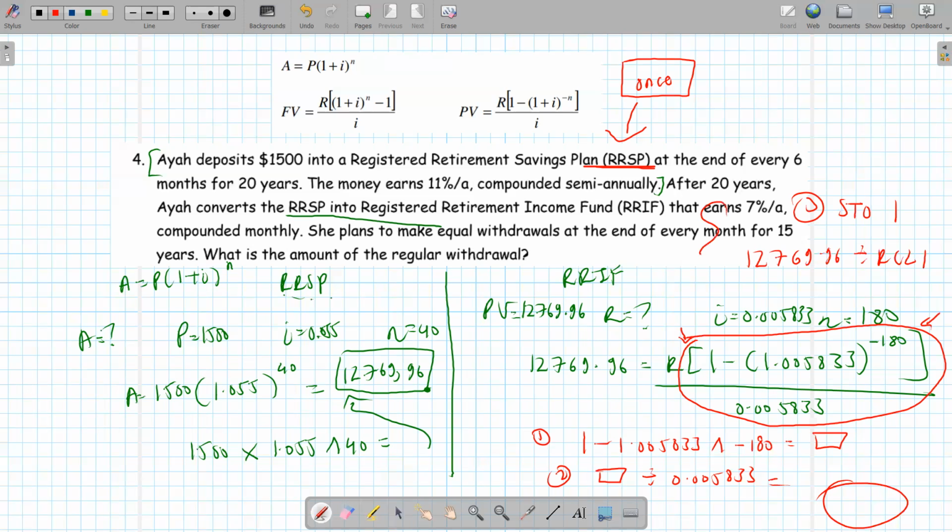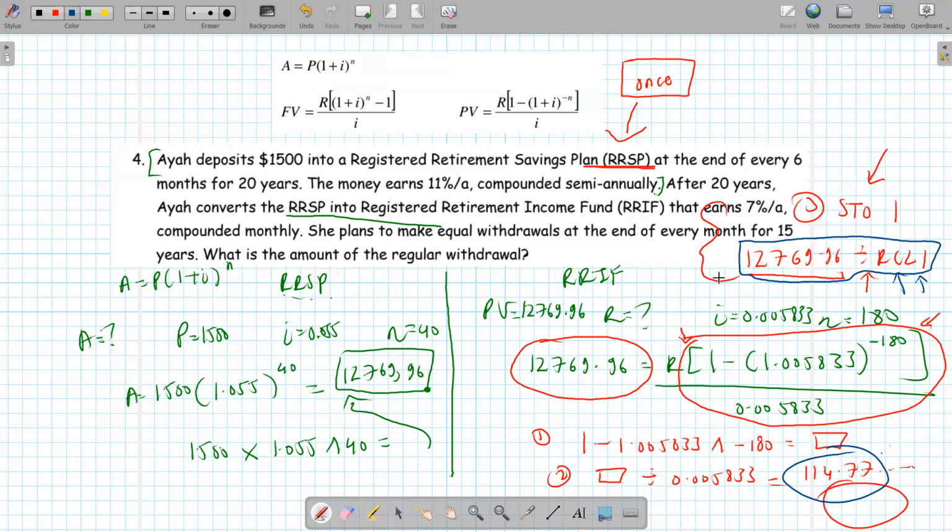Are you able to do this or no? Wait, so what do I do? So you found the answer here, right? It was 114.77 something. You want to then do STO1 and store this number. Because we're dividing both sides by this, we want to do 12769.96 divided by recall 1 to bring the exact number to all the decimal places. First store this number by doing STO1, and then do this divided by recall 1, and that'll give you the final answer for the R.